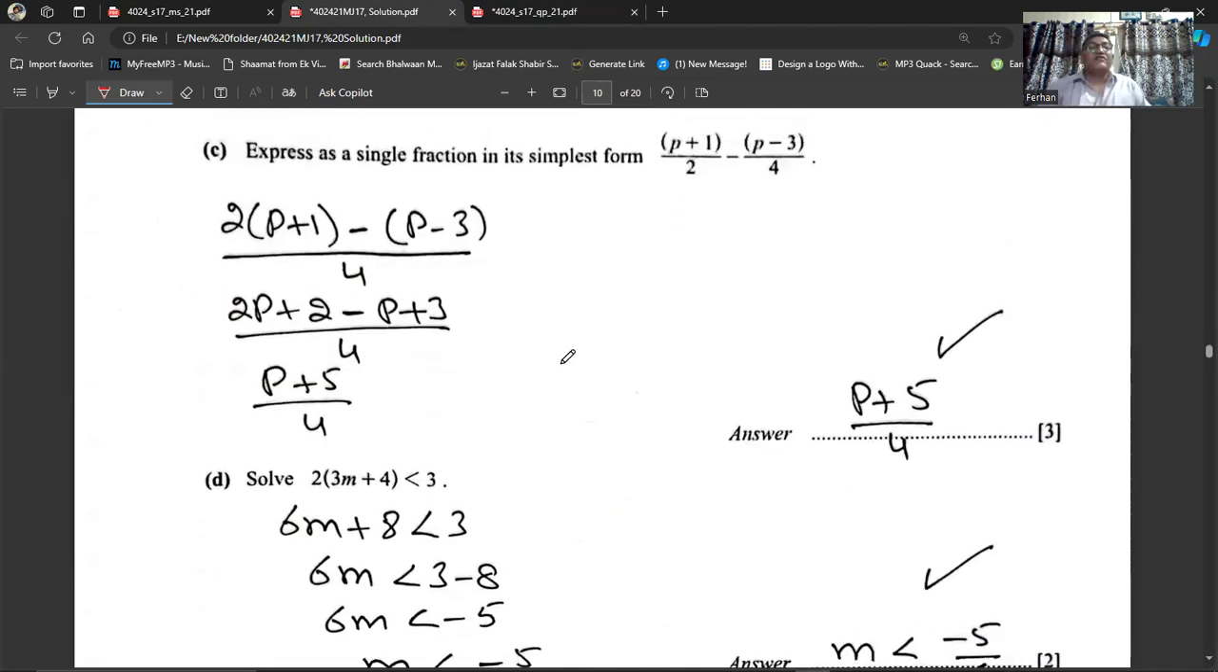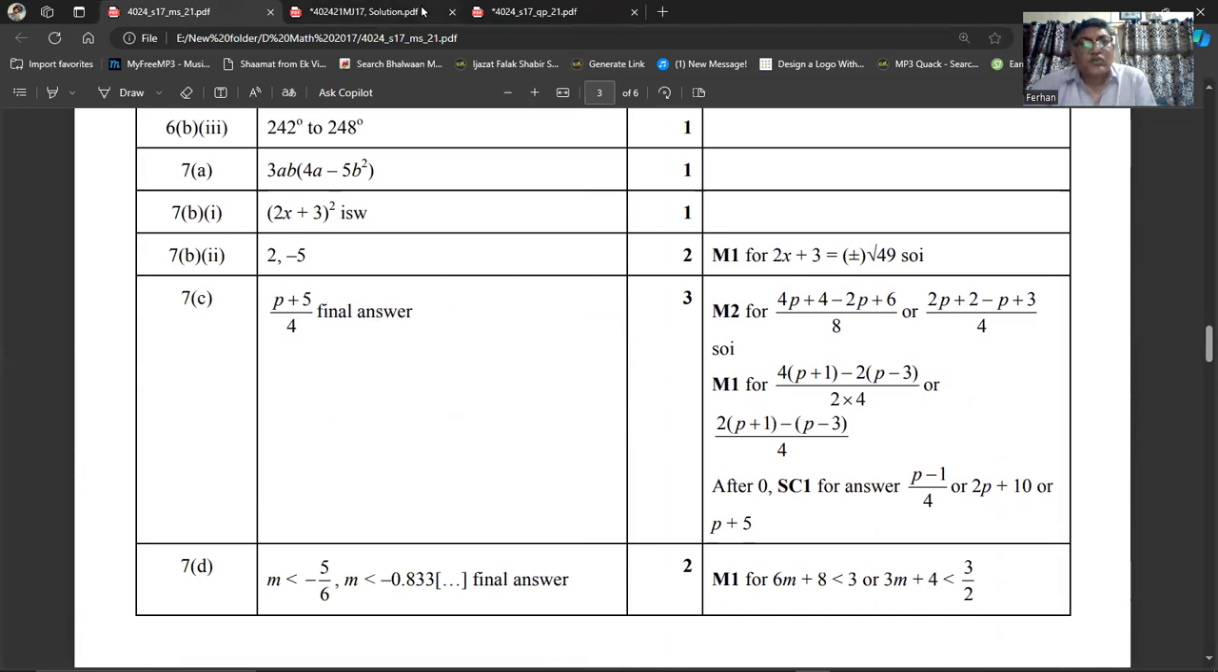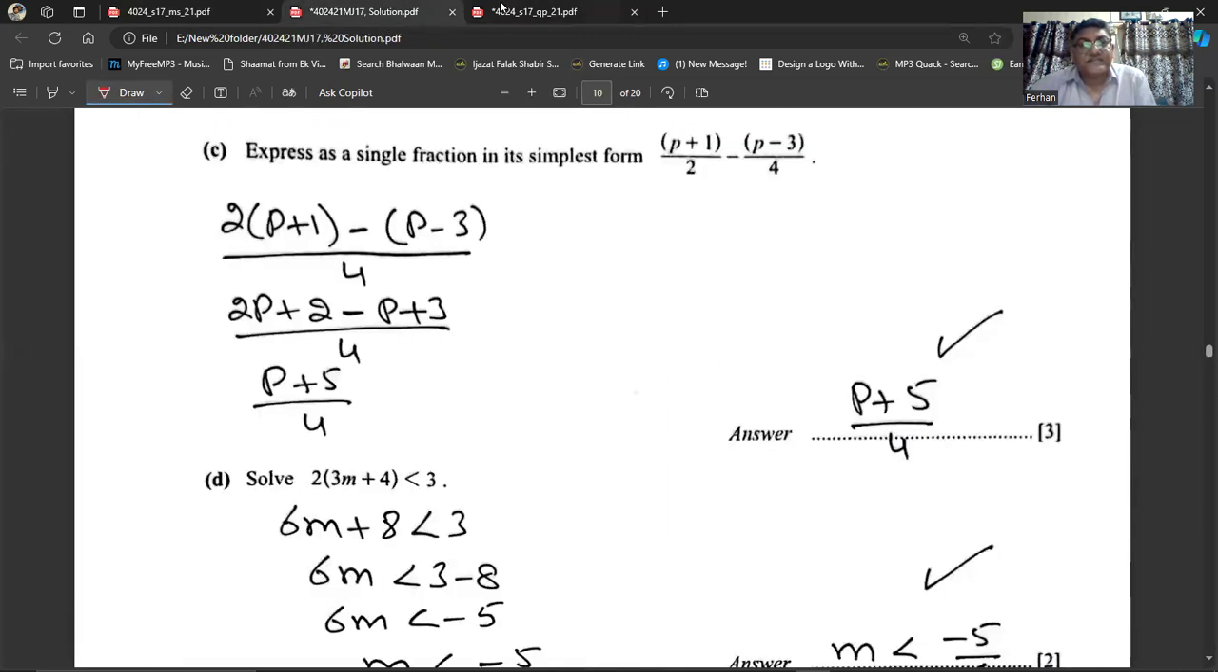So now you will have (2p plus 2 minus p plus 3) divided by 4. It will be (p plus 5) divided by 4, sorry. P plus 5, and downstairs you will have 4. Let's check. P plus 5 divided by 4 is the right answer, sir.